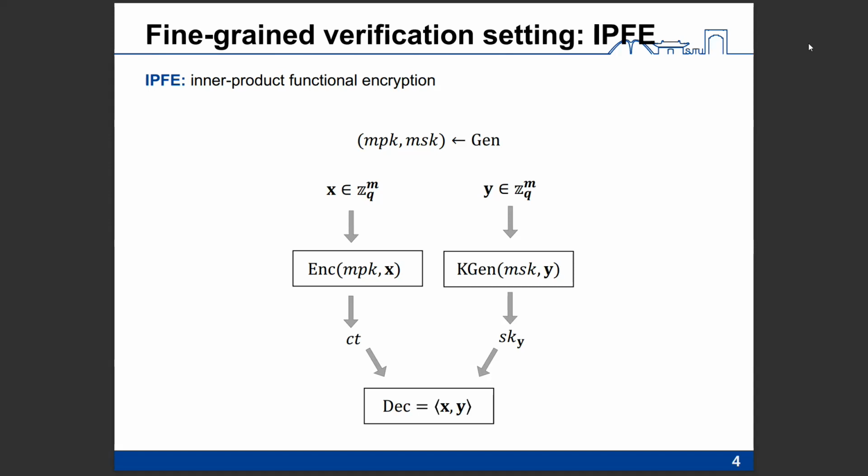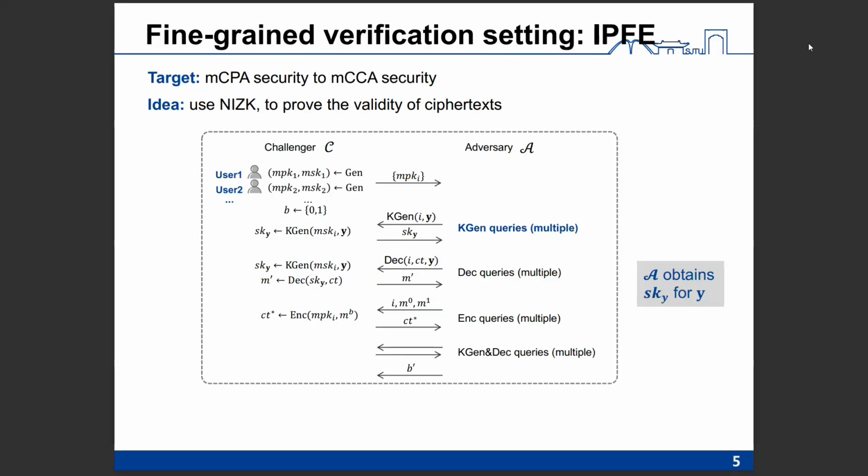That's the syntax of IPFE, and we can see it contains a key generation algorithm. Now, suppose we already have a CPA secure IPFE scheme, and we want to lift it from CPA to CCA. Actually, we want to lift from MCPA to MCCA. Here, M means multi-user and multi-channel setting, and it's a generalization of traditional CPA and CCA security. So a natural idea is to use NISC in the ciphertext. We add a NISC to prove that the ciphertext is well generated, namely the ciphertext is valid.